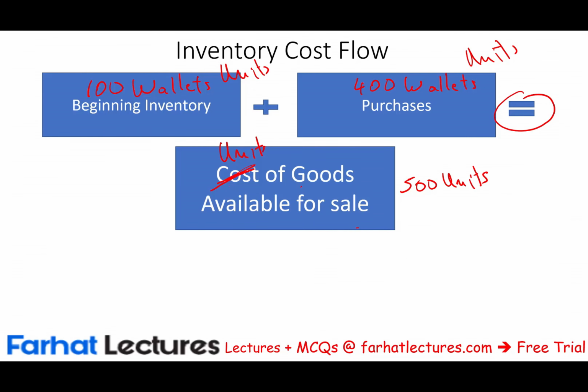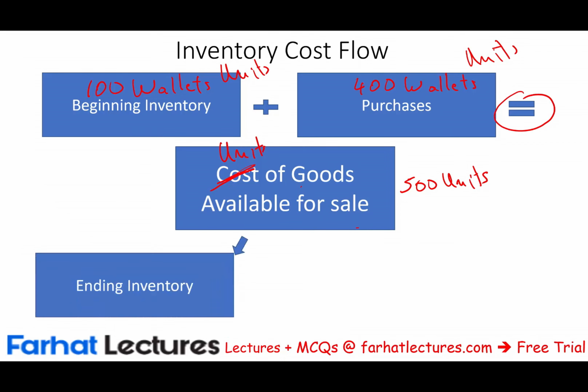Now let me ask you, what is going to happen by the end of the year? By the end of the accounting period, we assume a year. What's going to happen is this. Some of these wallets will be sold, and some of them will not be sold. So the units that are not sold will be called ending inventory. And for the sake of our illustration, we are going to assume we have 50 units left in ending inventory.